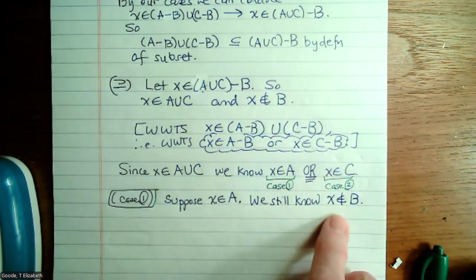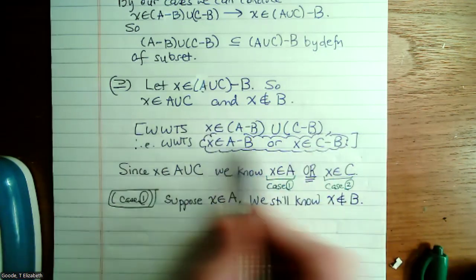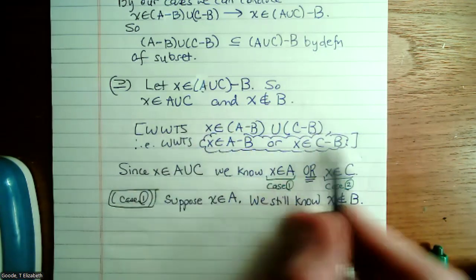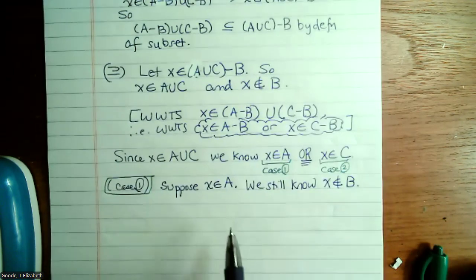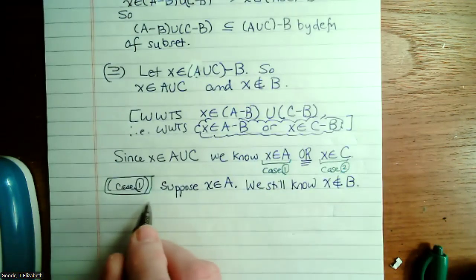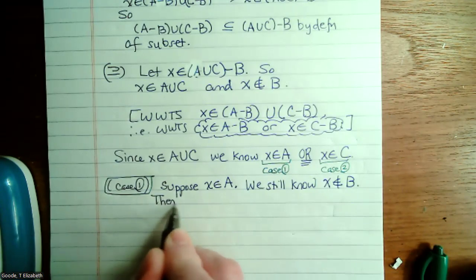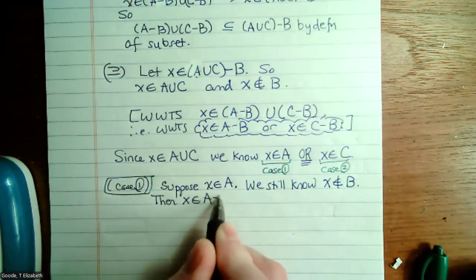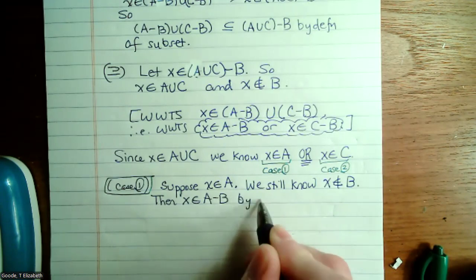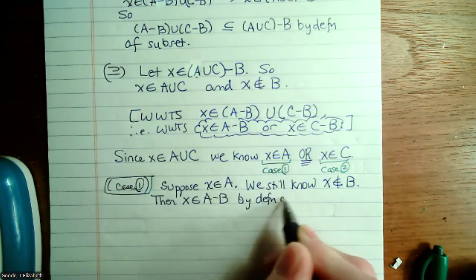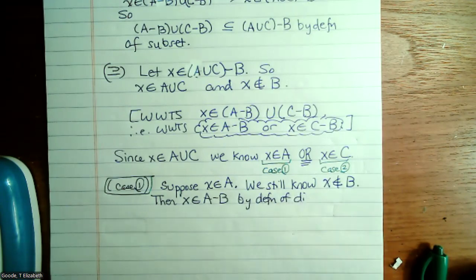All right, so now what do we get? We can now start to eyeball our wish and work toward it. So we still know x is not an element in B. Could we say then x is an element in A minus B? Exactly, by definition of set difference.